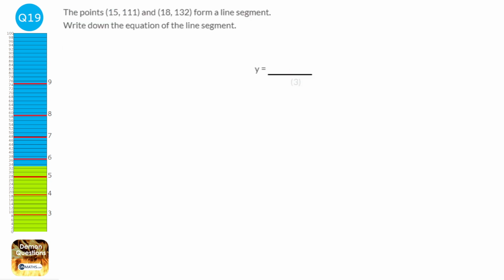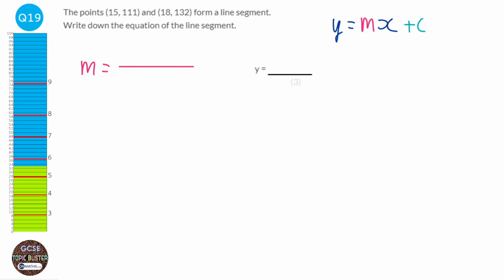And we know for all linear graphs, we can write the equation as y equals mx plus c, with the m being the gradient and the c being the y-intercept. And here we're given a linear graph, so we're going to first of all work out what the gradient and the y-intercept are. So I'm going to start with the gradient, and the gradient, there's a formula of change in y over change in x, and you can write that as the second y-coordinate take away the first y-coordinate over the second x-coordinate take away the first x-coordinate.